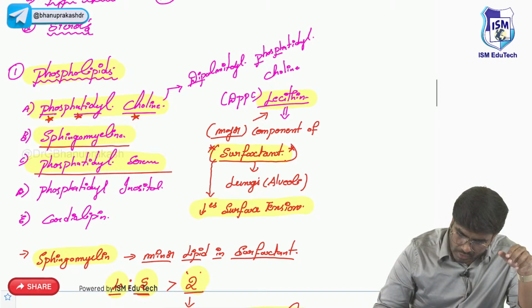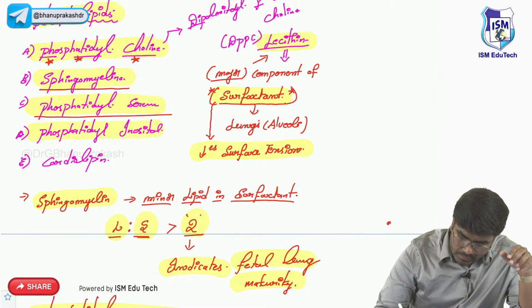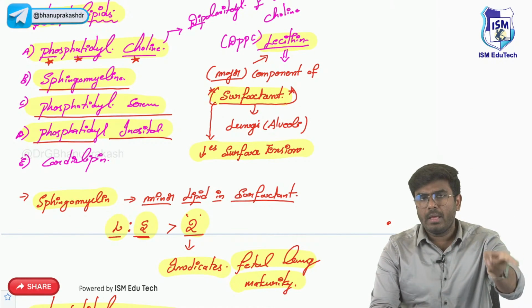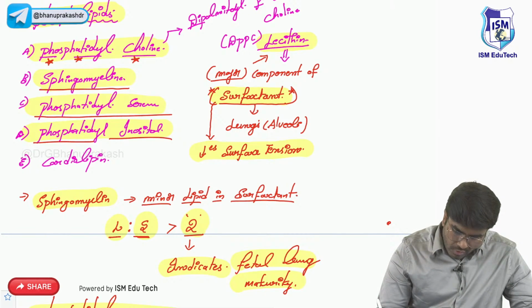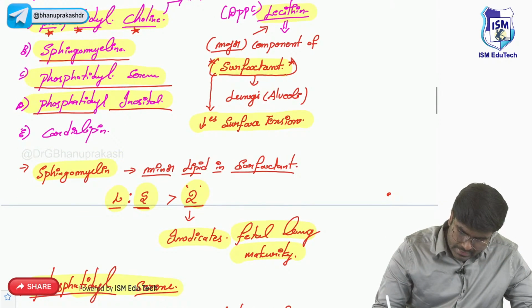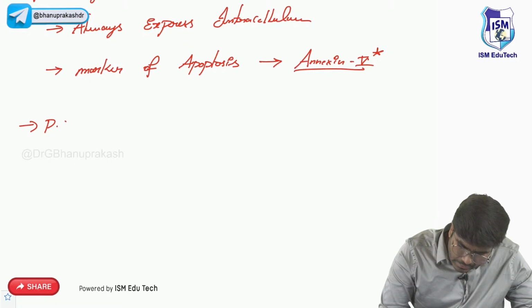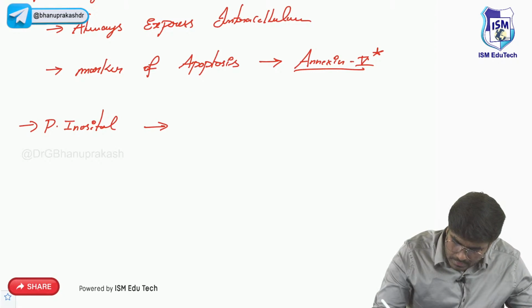After phosphatidylserine, what else do we have? Phosphatidylinositol. Phosphatidylinositol is also a phospholipid which is present in the cell membrane. Now, important points which you should know. Phosphatidylinositol is also called inositol triphosphate. Phosphatidylinositol, also called inositol.